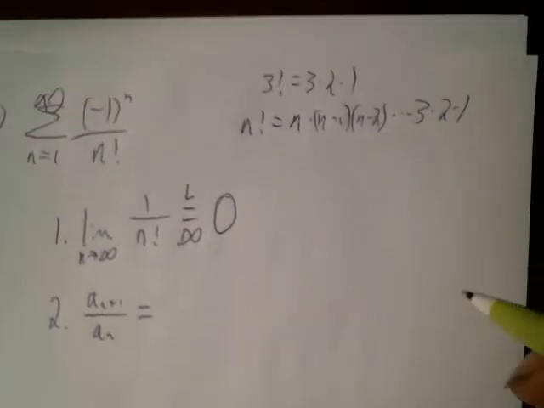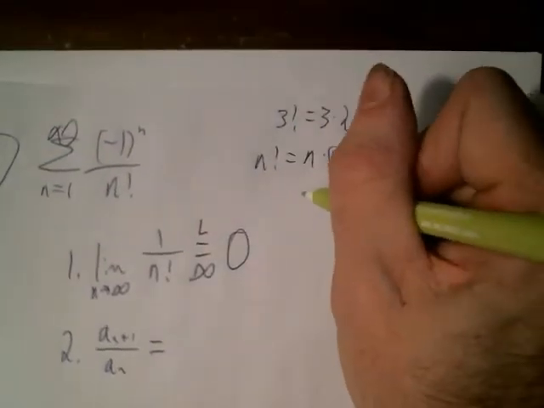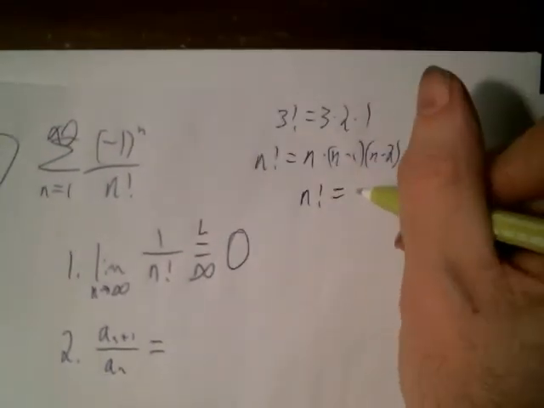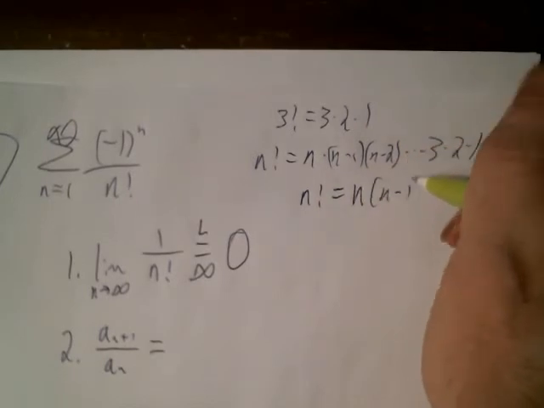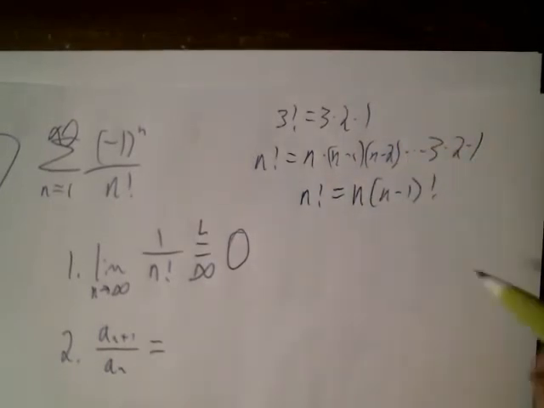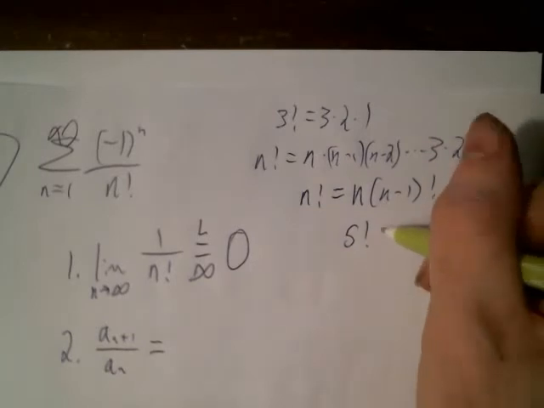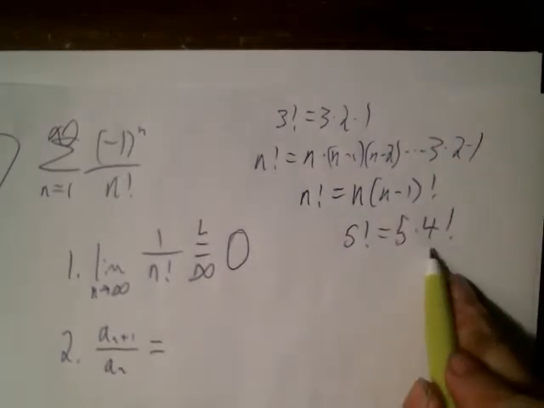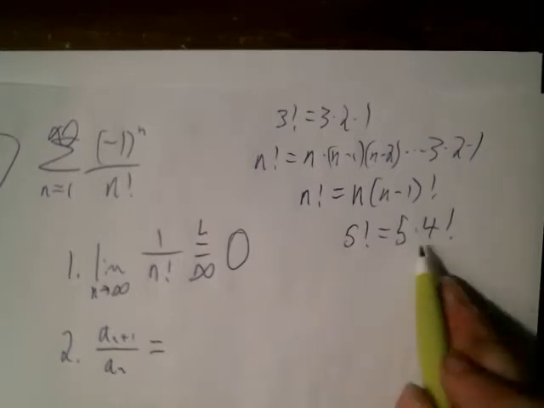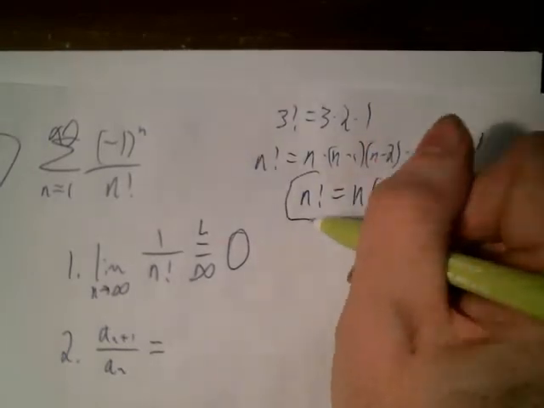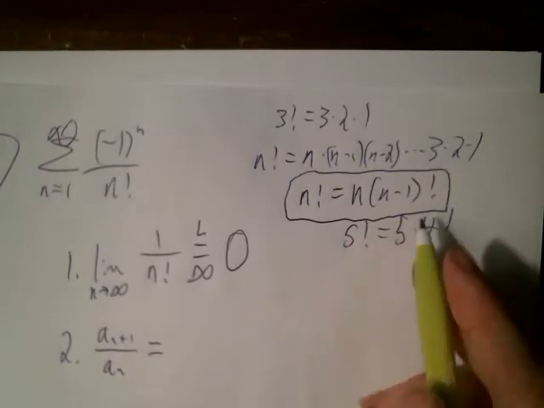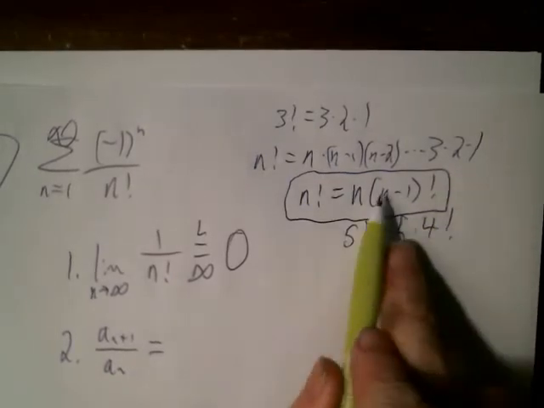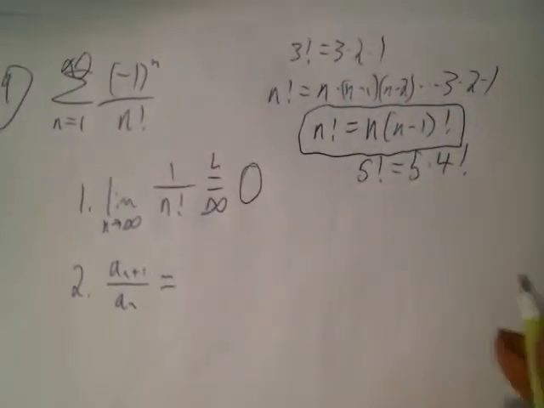But sometimes it's better to use a recursive definition of n factorial. N factorial is just n times n minus 1 factorial. Just like 5 factorial is equal to 5 times 4 factorial, 5 times 4 times 3 times 2 times 1. So it's this definition, which I think is a lot easier to work with than always having to write this thing out. So generally I'll go to that.